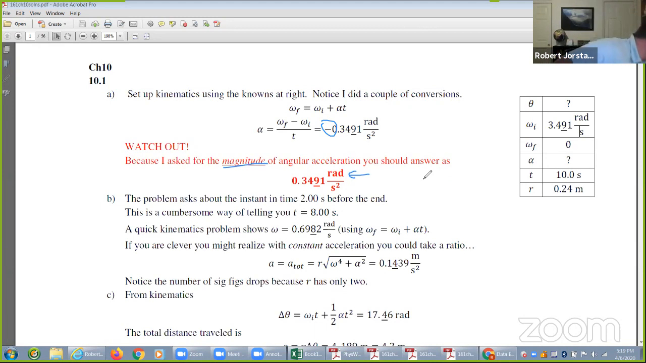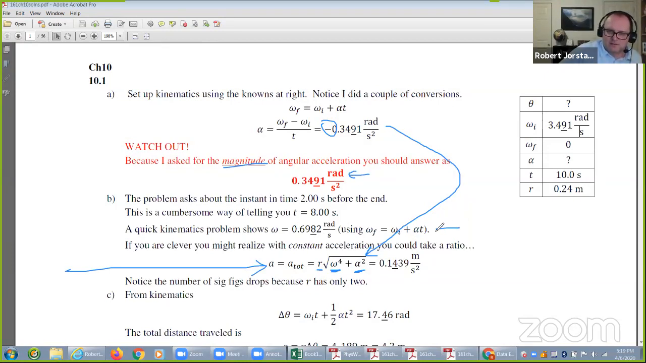Next, in part B, it says determine the magnitude of total acceleration for the point on the rim 2 seconds before it comes to a stop. Okay, I want to use a total equals this. This is the equation I want to use, but I need to know both omega and alpha and r. In this case, alpha is the number from right here. I know what alpha is. Omega, I'm going to have to do some math to figure out omega. So I'm going to use this equation. I'm going to plug in 8 seconds because I was 2 seconds before the end. That's 8 seconds total. I can plug that in and I can get omega.